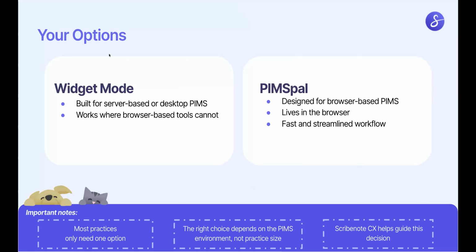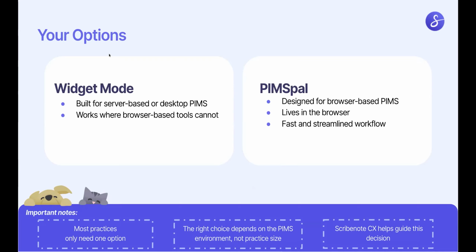All right, so our two options that we have today are widget mode, which is built for our server-based or desktop PIMs. It's fantastic. If any of you are familiar with our previous desktop widget, the draggy droppy click to copy, my favorite name of all time of any feature we've had, this one is very similar to that, so it should bring back some memories, which is cool. And then our newest and most innovative solution so far is our PIMSpal. That one is designed for our browser-based PIMS. It lives in the browser and it's quite fast, quite streamlined.